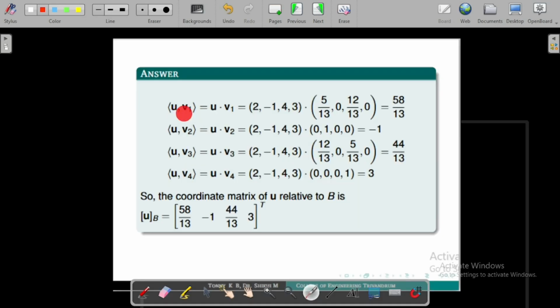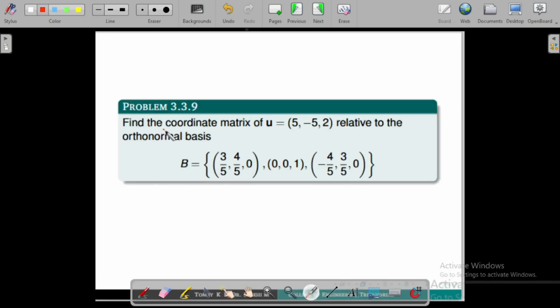C1 equal to inner product U V1, that is equal to U dot V1. We are considering the dot product as the inner product here. So we are taking the dot product of two vectors: 2 into 5/13 plus minus 1 into 0 plus 4 into 12/13 plus 3 into 0. Answer is 58/13. Similarly, C2 equal to inner product U V2, it is minus 1. C3 equal to inner product U V3, it is 44/13. And C4 equal to inner product U V4, that is 3. So the coordinate matrix of U relative to B is (58/13, -1, 44/13, 3) transpose.